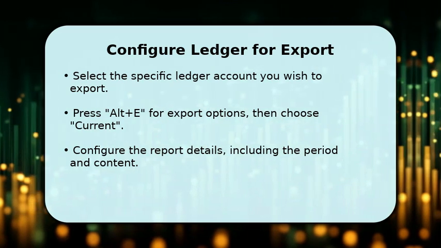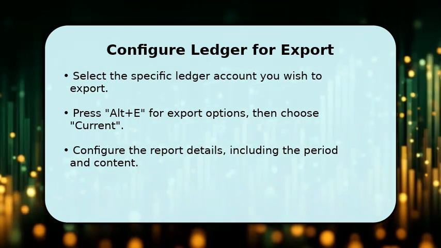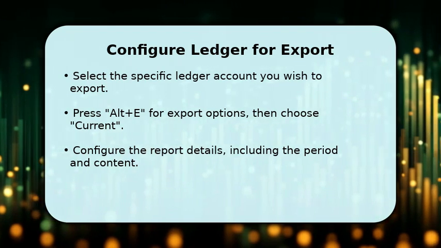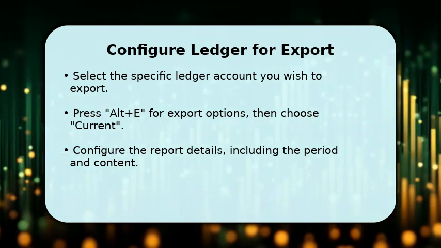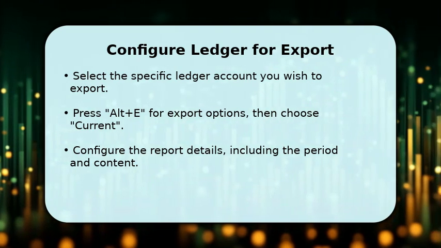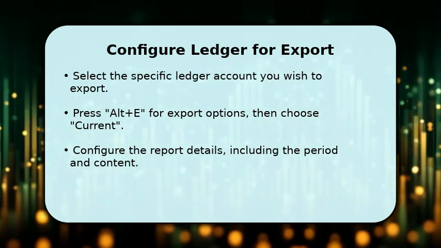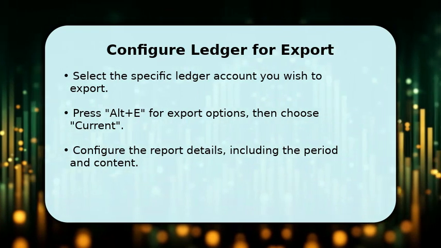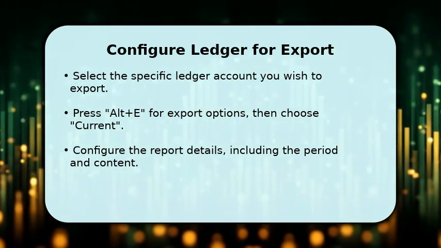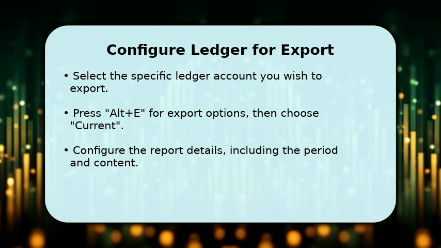After selecting, press Alt+E on your keyboard to bring up the export menu. From the options, choose Current to export the currently displayed report. You'll then configure the report details, such as the financial period and the specific content to include.